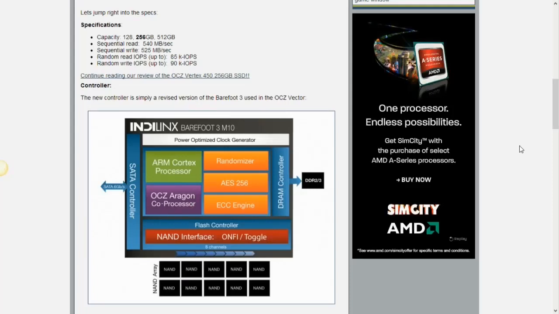Yes. So here's what they did. I think they're sort of consolidating their lines, and I think they didn't want Vector to carry any further. So they took the Indilinx Barefoot 3, made a slightly newer version of it, and put it in the Vertex. So anything up to Vertex, what was the last one?